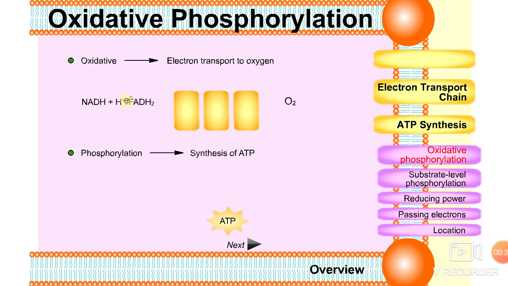Students, what is oxidative phosphorylation? It is nothing but the process of synthesizing ATP from adenosine diphosphate and inorganic phosphate, coupled with the electron transport chain. This is known as oxidative phosphorylation.